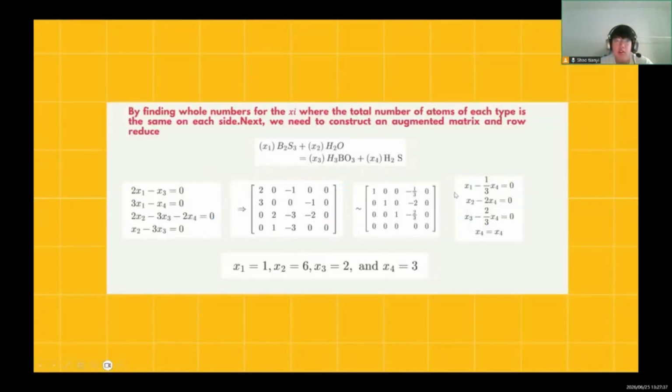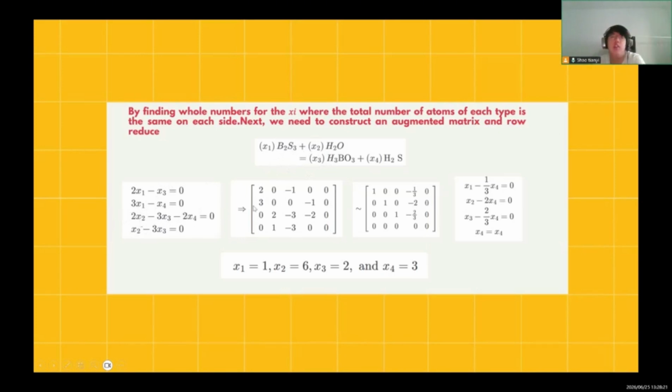We need to find whole numbers for x, where the total number of atoms of each type must be the same on each side. So we need to construct an augmented matrix and do row reduction. The boron atoms must be the same number, and likewise the sulfur, hydrogen, and oxygen. The first equation is 2x1 - x3 = 0 for boron in B2S3 and H3BO3. The second is for sulfur, the third is for hydrogen, and the last is for oxygen.